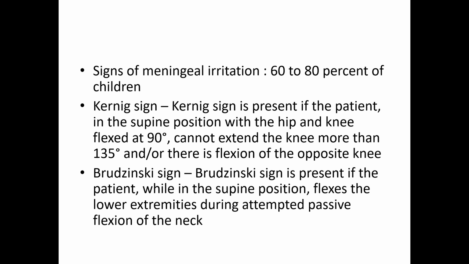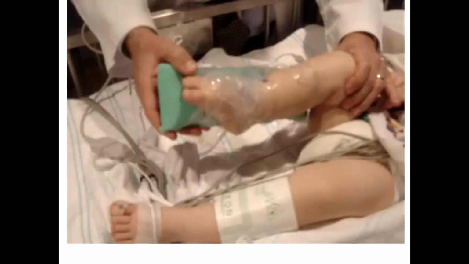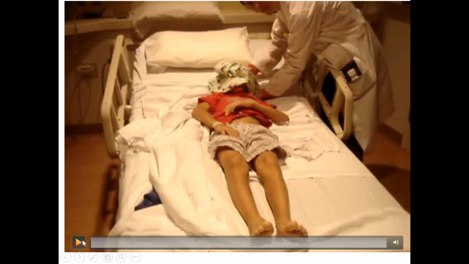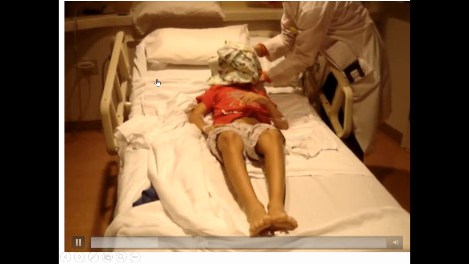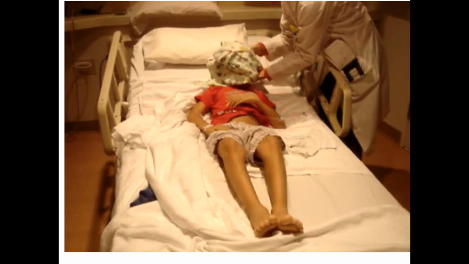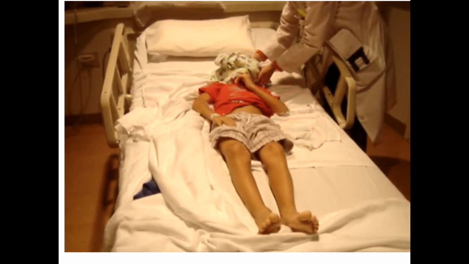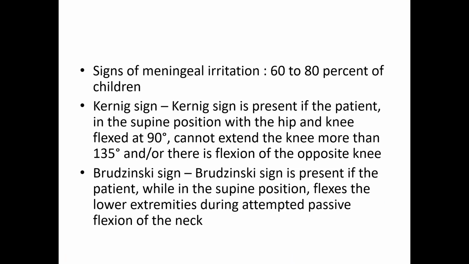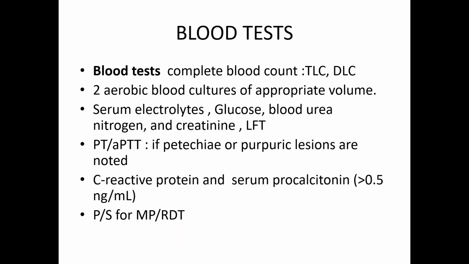Then there can be a Brudzinski sign. This is a similar sign, which we do especially at the neck. I hope this video plays. So as you can see, as the child's neck is flexed, because of the nuchal involvement, it will cause flexion of the lower extremities. Fine. So these are the other signs of what we call meningismus: nuchal rigidity, Kernig sign, Brudzinski sign. These all give us the clinical features of meningismus.